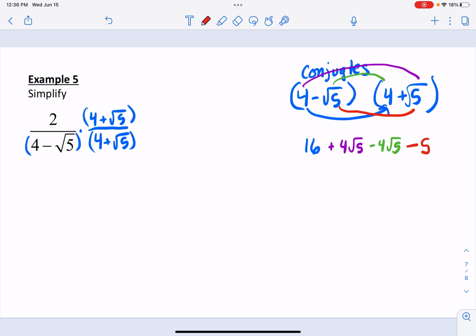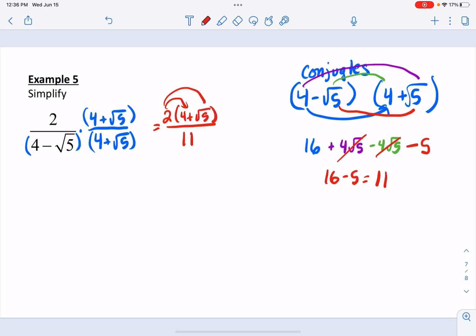Notice what happens here. Those cancel. That's what makes this so nice. And we get a nice 11 on the bottom. On the top, I'm still left with this. Now you want to distribute the 2 into everybody. And we get that as our answer.